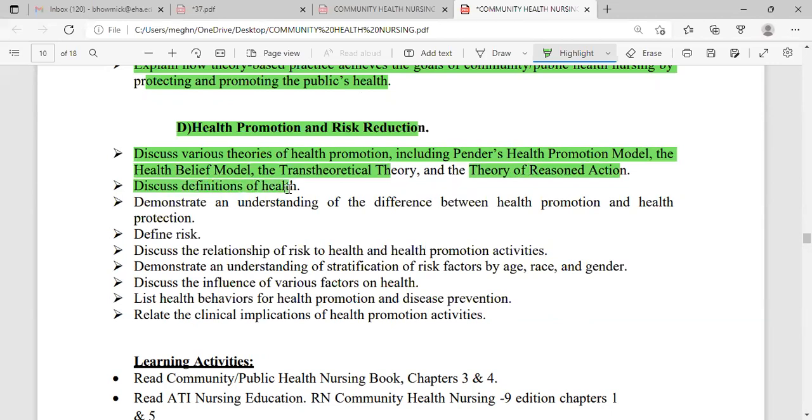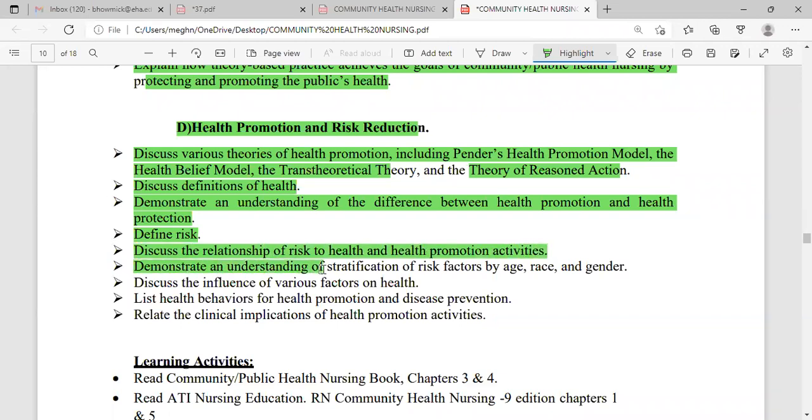Discuss the definition of health. Demonstrate an understanding of the difference between health promotion and health protection. Define risk factor. Discuss the relationship of risks to health and health promotion activities. Demonstrate an understanding of the stratification of risk factors by age, race, and gender.